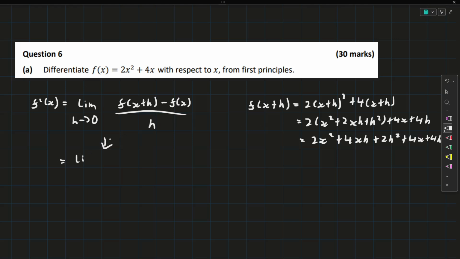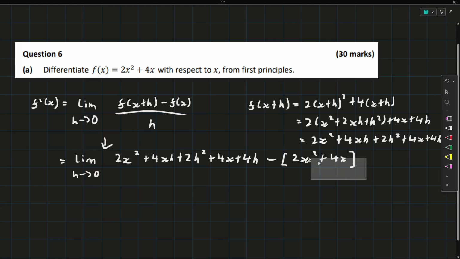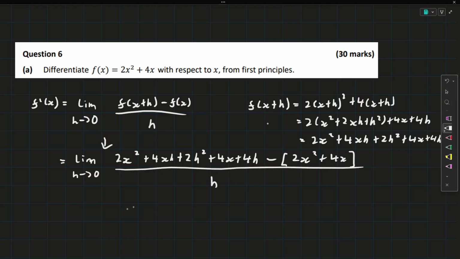So this will be equal to the limit as h goes to 0. And then f of x plus h, that's 2x squared plus 4xh plus 2h squared plus 4x plus 4h minus, and then f of x is 2x squared plus 4x. So again, for f of x plus h, we replaced all the x's with x plus h. All divided by h. Then we still look at the limit as h goes to 0. It's important to write that at every step.